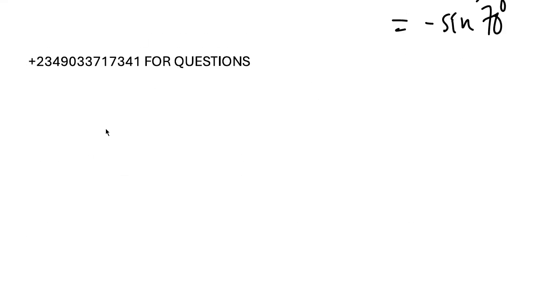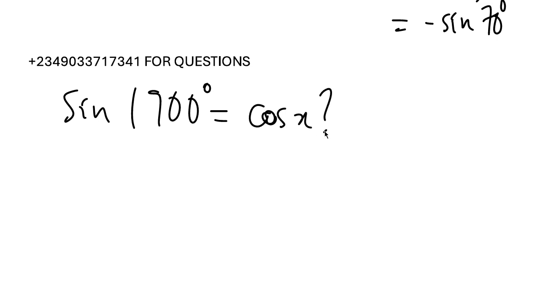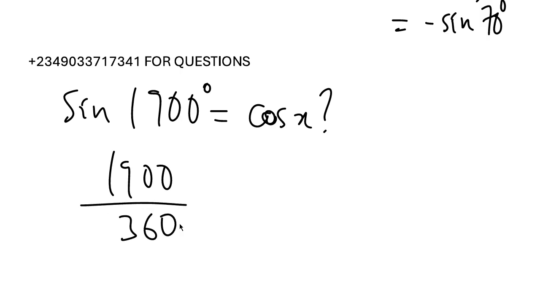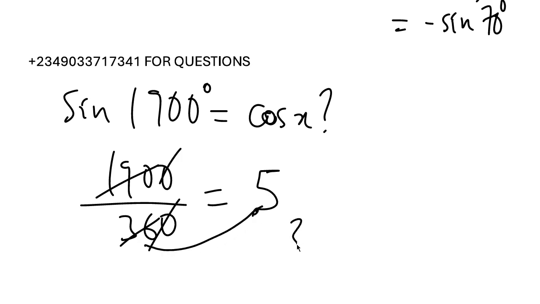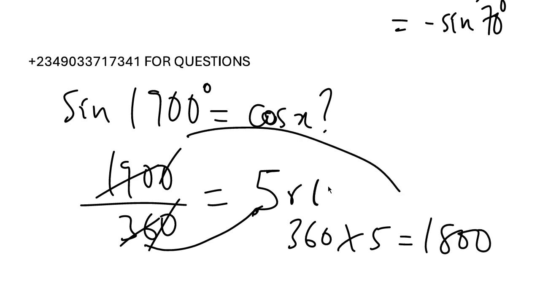So lastly, let's take this question. If you are given sine 1900 and it says equal to cos x, what do you do? Divide 1900 by 360. And what's that going to be? 1900 divided by 360 is going to be 5. So what you now do is to multiply 360 by 5. So 360 times 5 is going to be 1800. So remainder what? 100 degrees.